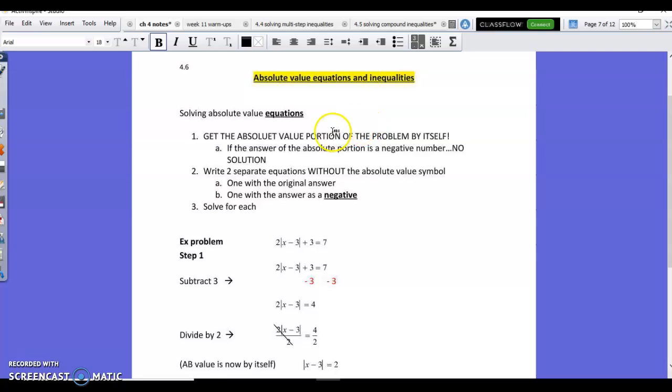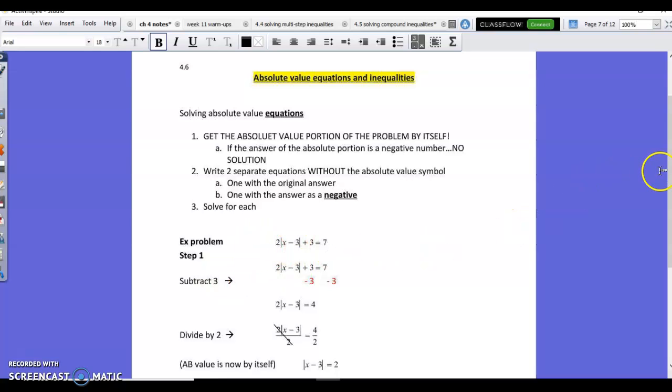Get the absolute value portion of the problem by itself. If the absolute value portion is a negative number when you're done, there's no solution. All right? But once you get the absolute value portion by itself, then you're going to write 2 separate equations without the absolute value symbol. One with the original answer and one with the answer as a negative. And then if there's multiple things within that absolute value problem, then you would solve for each of those.